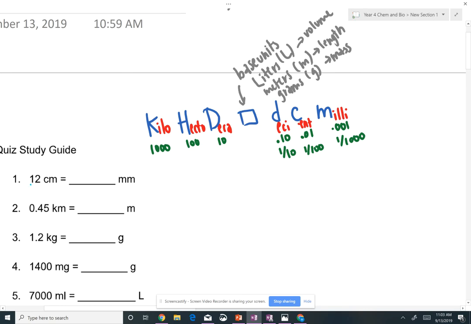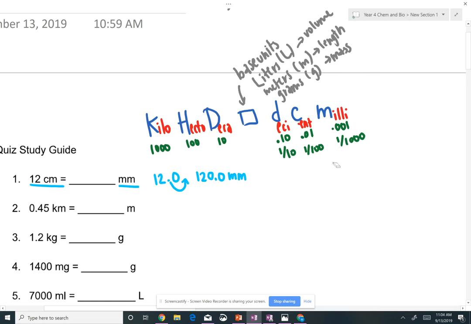We're going to have 12 centimeters and we're going to go to millimeters. So we find centimeters on here, and then we're going to go to millimeters. And so we move the decimal point one spot over. We take our number 12, and we have to remember that all of those numbers have a decimal point. Then we move it one spot over, and we get 120 millimeters. So that is what we do on there.